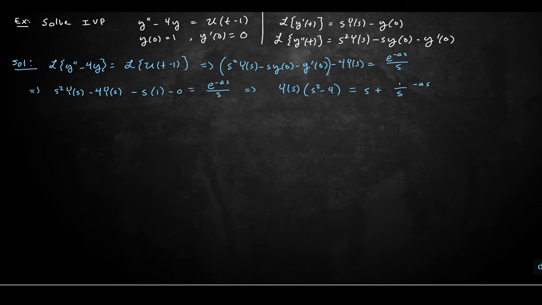So that gives us almost capital Y of s. Let's divide both sides by s squared minus 4 to get capital Y of s by itself. So capital Y of s is going to be s over s squared minus 4 plus 1 over s times (s squared minus 4) e to the negative s.